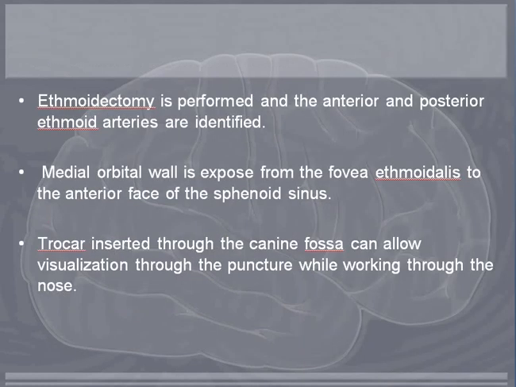Ethmoidectomy is performed and the anterior and posterior ethmoid arteries are identified. The medial orbital wall is exposed from the fovea ethmoidalis to the anterior face of the sphenoid sinus. A trocar inserted through the canine fossa can allow visualization through the puncture while working through the nose.